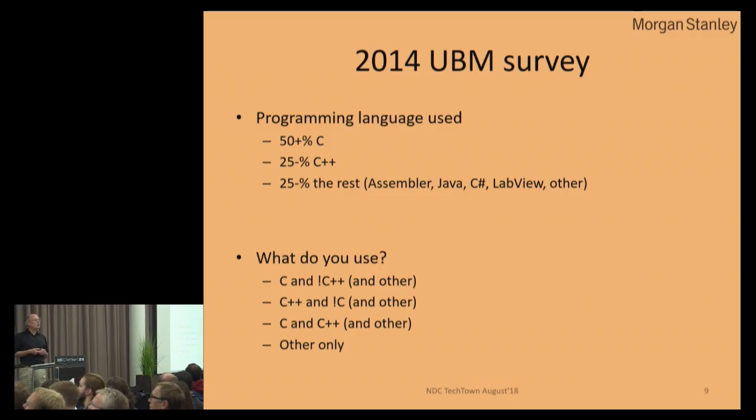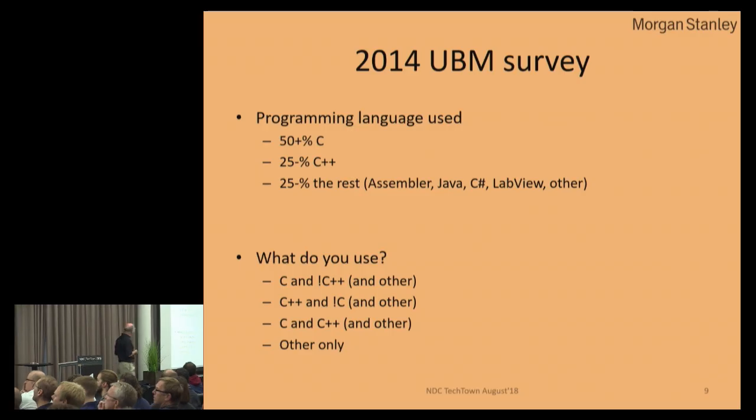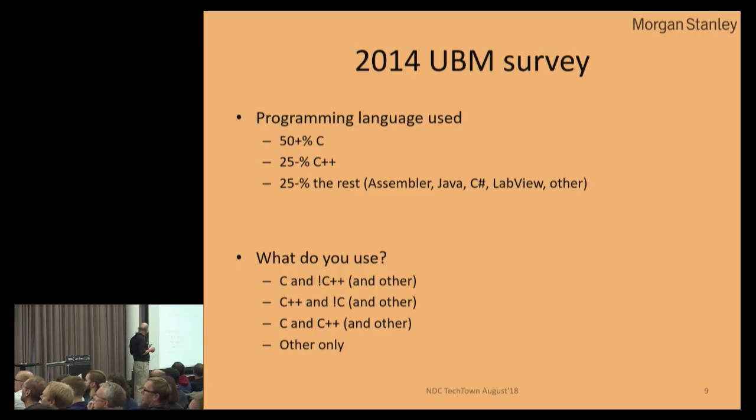So I was reading a survey recently. There are endless surveys about what people do. And this particular one said that 50% of embedded code was C, 25% was C++, and 25% was the rest. Now, I could also have picked another review that I read on the same day, which said something completely different.